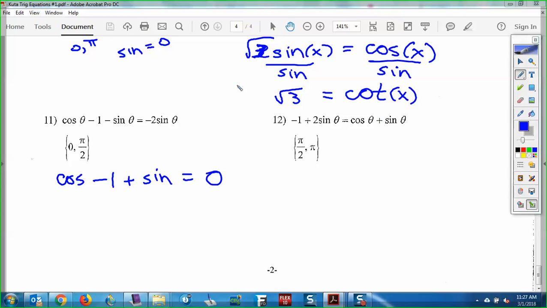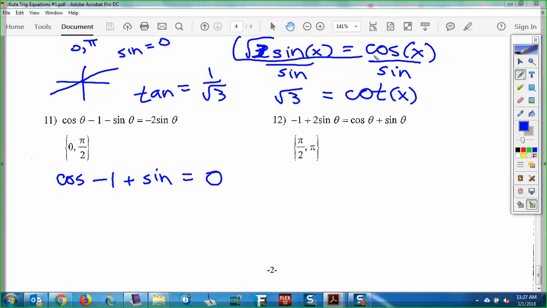Now, cotangent is root 3, what would we do? We turn that into a tangent and make it 1 over root 3, right? And then 1 over root 3 is like 1/2 over root 3 over 2. That's like sine is 1/2. That would be pi over 6, right? And that would be in the first quadrant, pi over 6, and down here, 7 pi over 6, right? Because tangent is positive in the first and third.